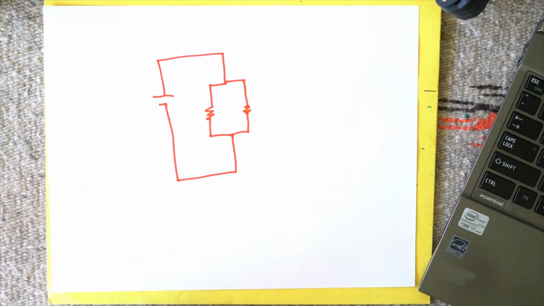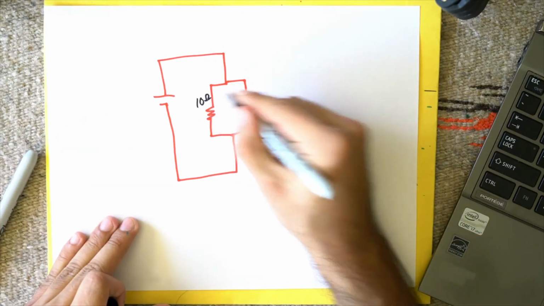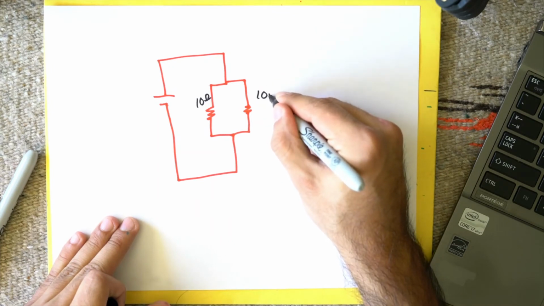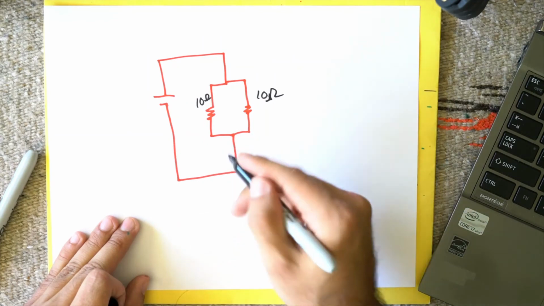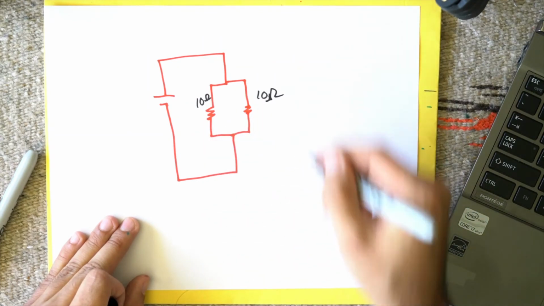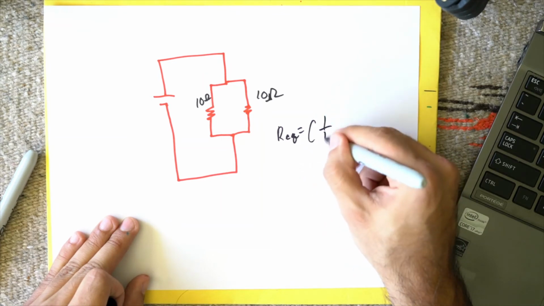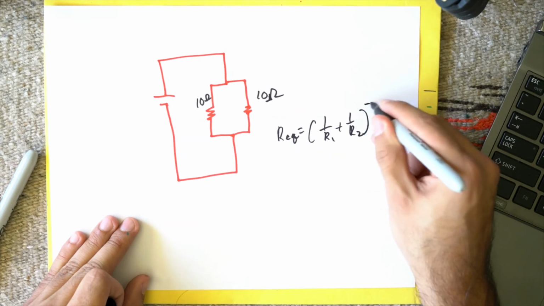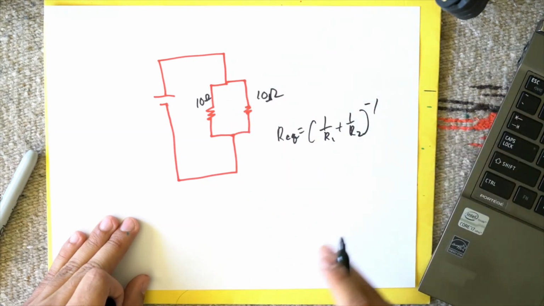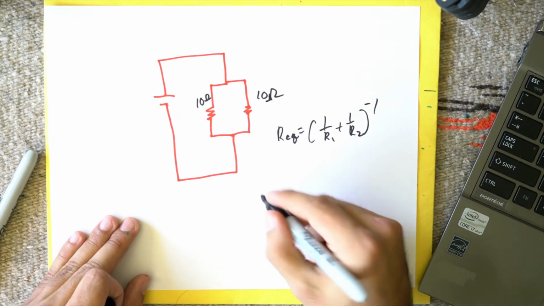Okay, let us have this resistor be 10 ohms and then 10 ohms. Remember the equivalent resistance between these is going to be 1 over R1 plus 1 over R2, to the negative 1. And if I had another one, then I would add that too. But if I have two and they're the exact same value, something interesting happens.